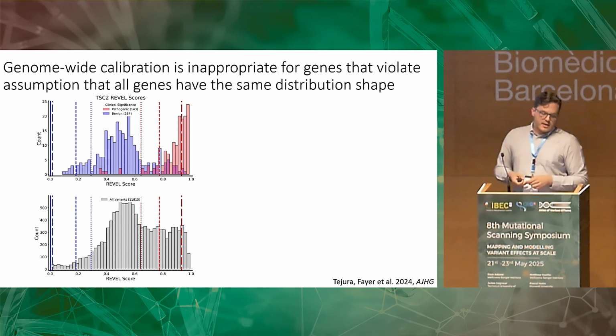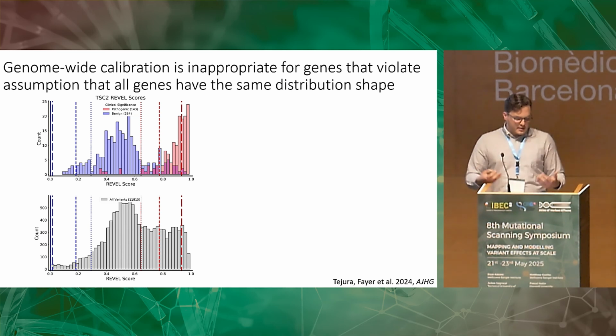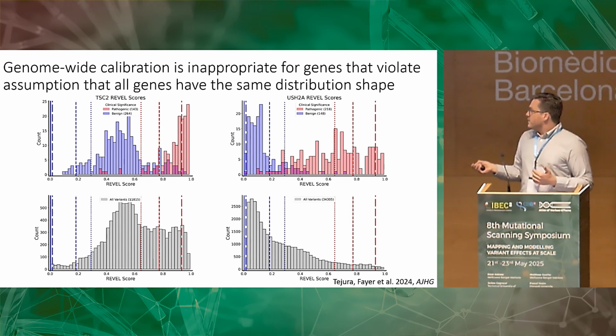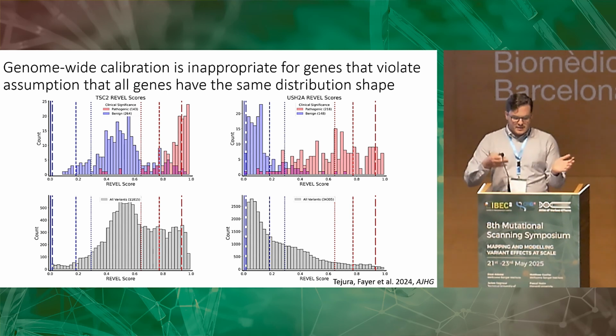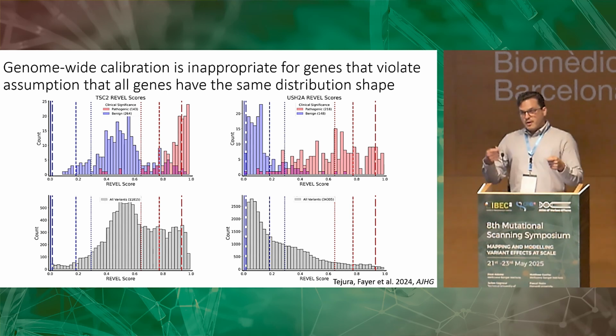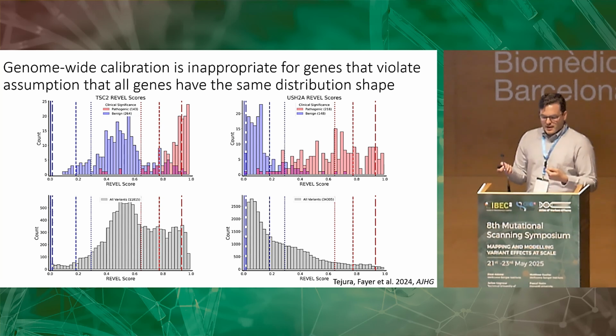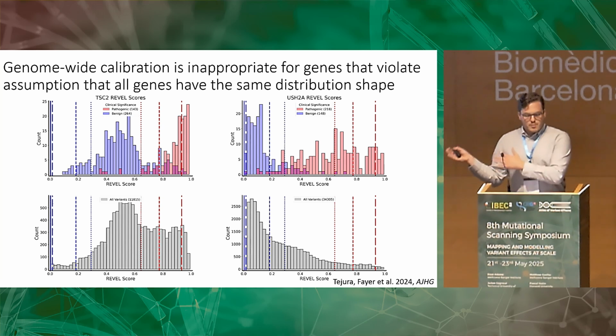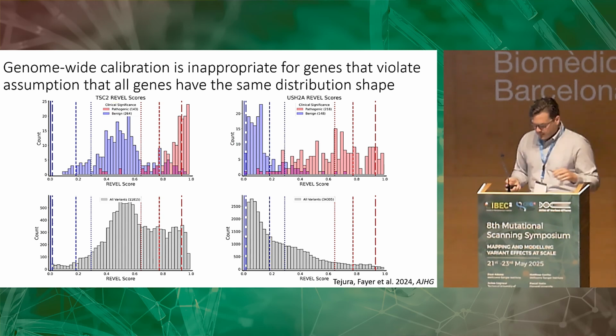And so we could potentially use that to our favor in calibrating these models. There's also genes that have sort of the opposite shift, so left-shifted distributions where the model is still doing a good job of separating pathogenic and benign, but again, the genome-wide thresholds might not be appropriate for this gene, USH2A.